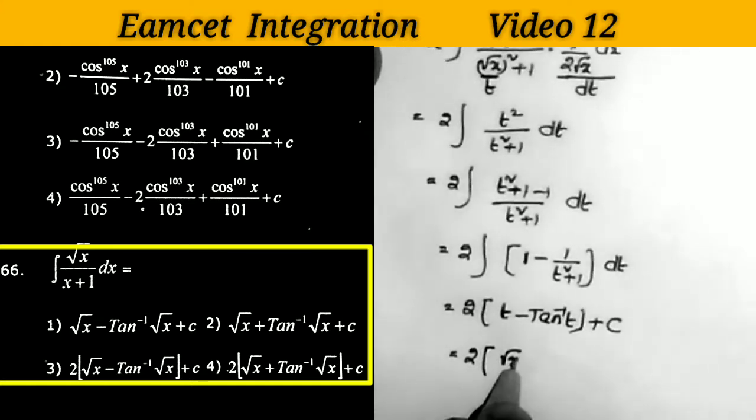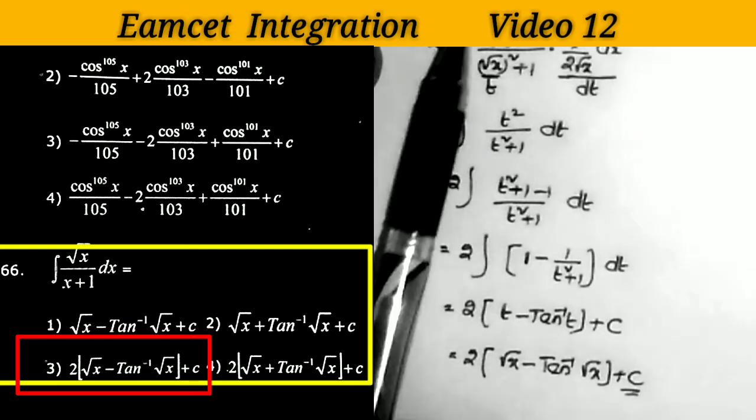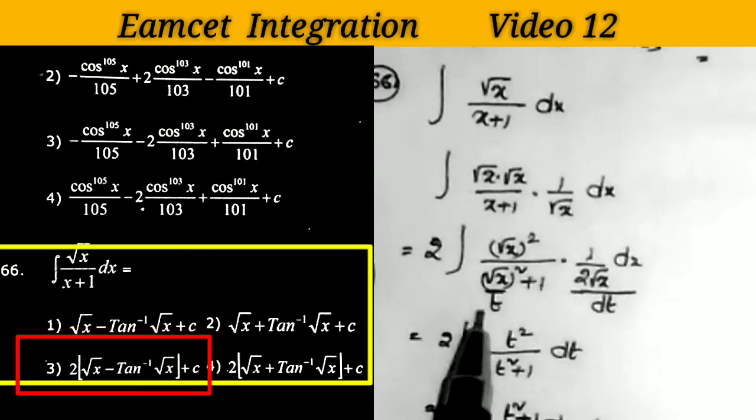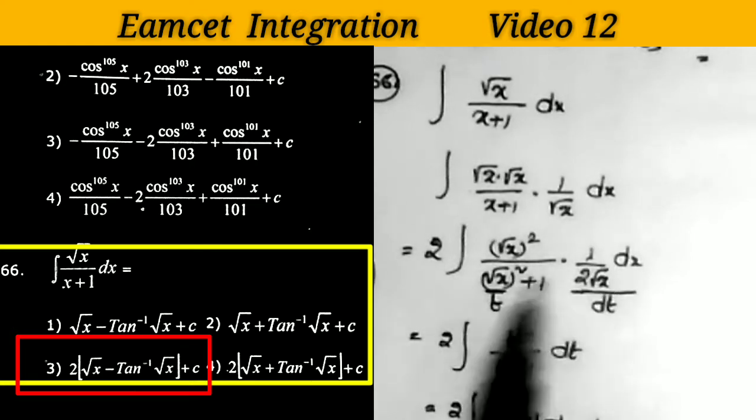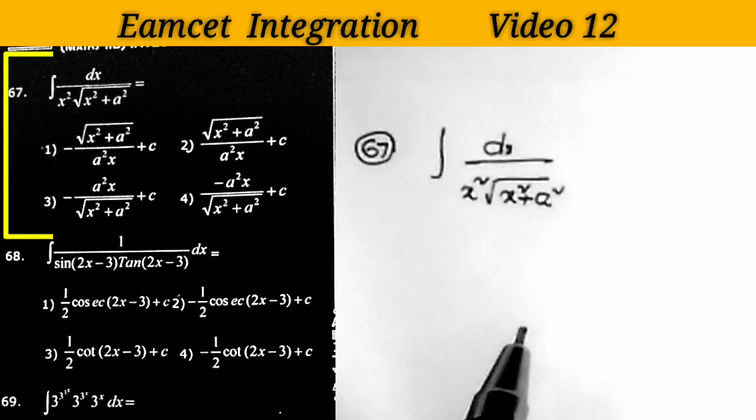Now replacing the t value here, the answer is 2 into root x minus tan inverse root x plus c. That's all, and that is the third option. Very easy. Just first apply root x to the numerator and denominator to form the derivative of root x here. After that, do the integration. That's all. Next question, sum number 67.